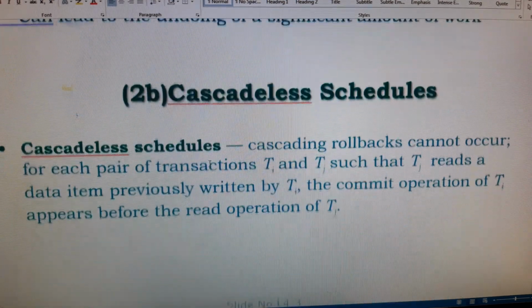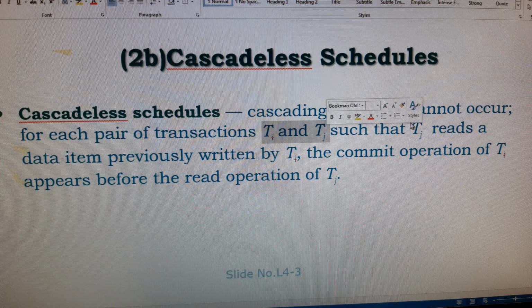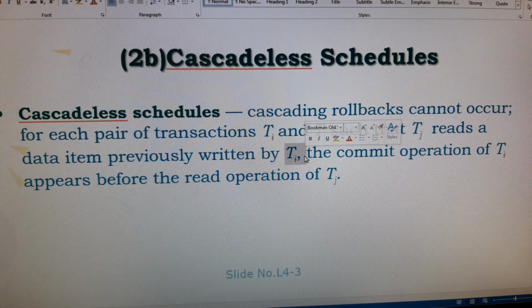Then you can observe in the cascadeless schedules, in the example here, each pair of transactions. You are taking each pair of transactions Ti and Tj. So what are Ti and Tj executing? Tj reads a data item. Like the previous example T8 and T9 we have already taken, T9 reads the data item which T8 must have completed writing before. After that, Tj reads a value which is already written by Ti. So now it is perfectly correct.